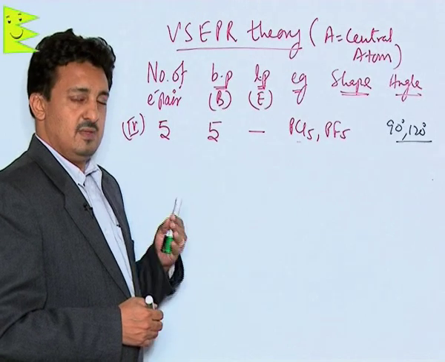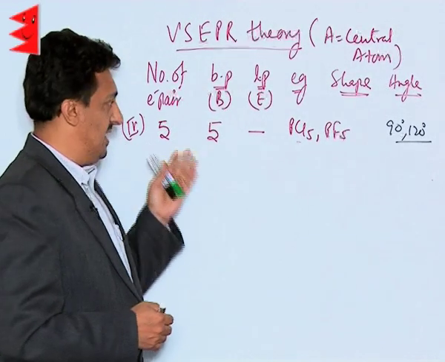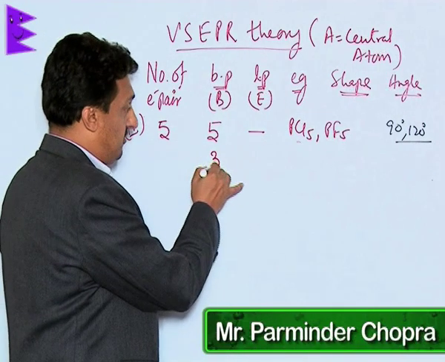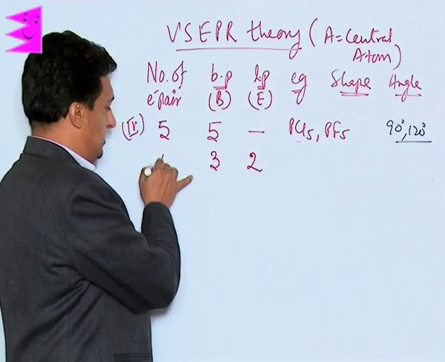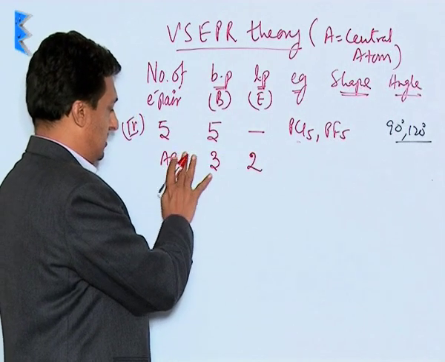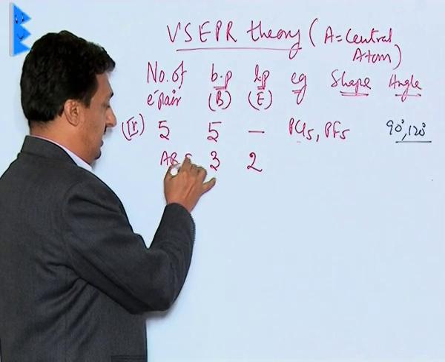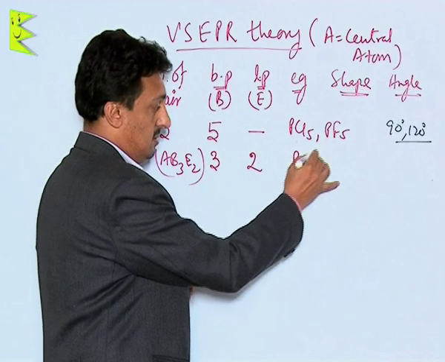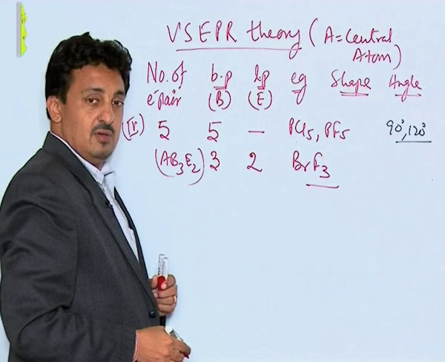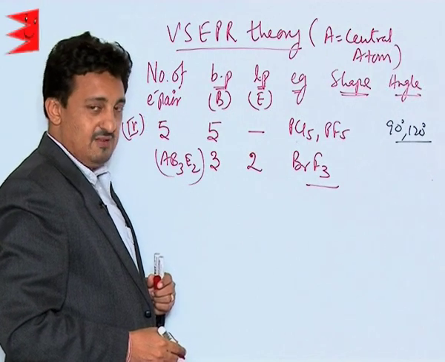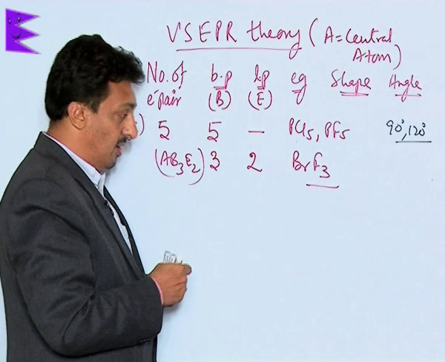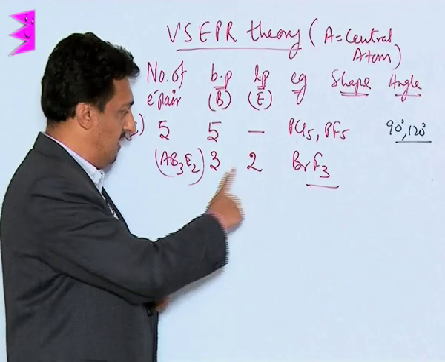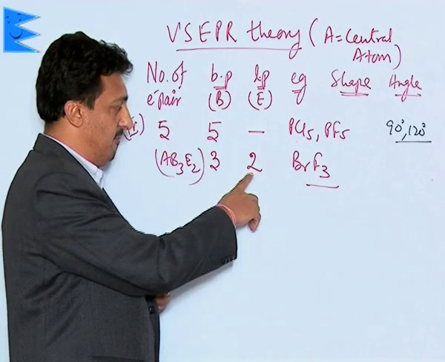Now let us see the third case, the 5-electron pair system with the central atom. In this case we will have 3 bonded pairs and 2 lone pairs, so it will be AB3E2. The best example is BrF3, bromine trifluoride. Now you know bromine has 7 valence electrons. Out of those 7, 3 go to the 3 fluorine atoms, so there are 3 bonded pairs. And the 4 electrons left form 2 lone pairs.